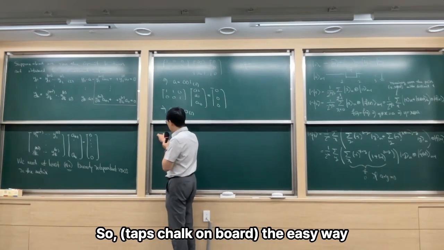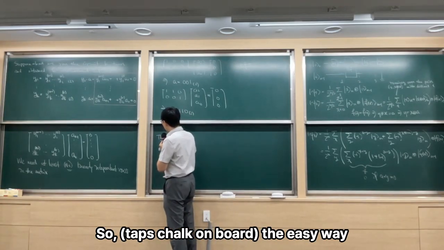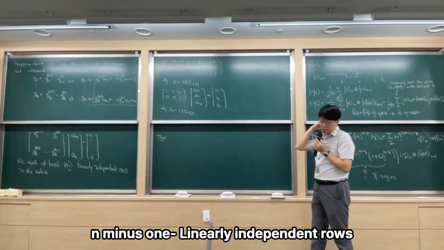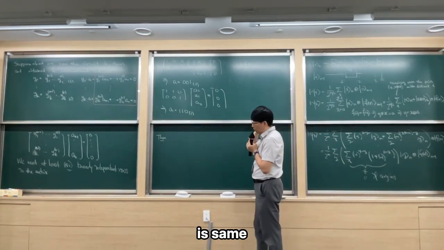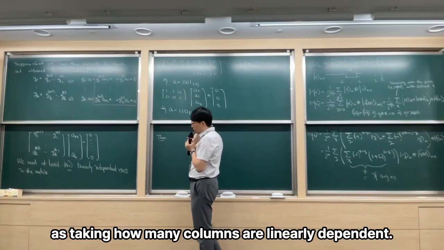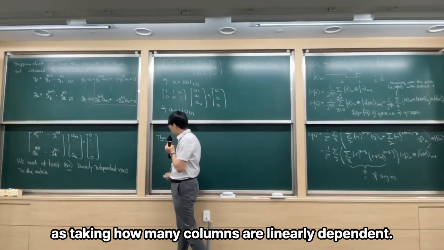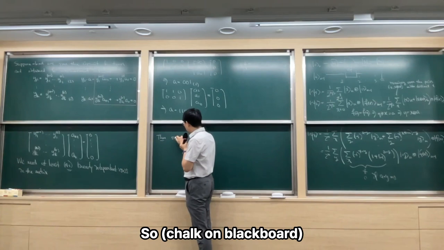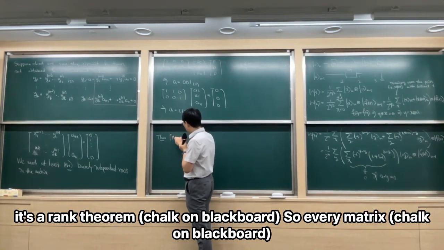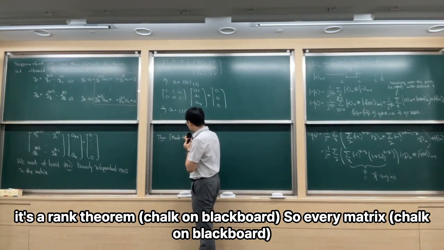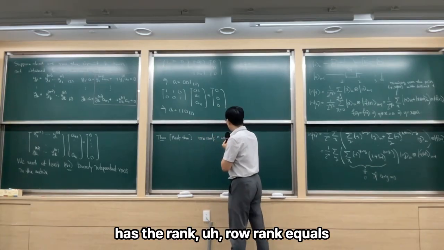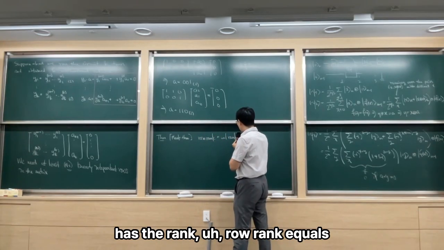So the easy way to compute the probability of obtaining n minus 1 linearly independent rows is the same as asking how many columns are linearly independent. Here's a theorem from linear algebra, the rank theorem. Every matrix has row rank equal to column rank.